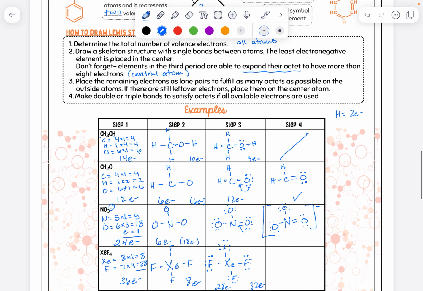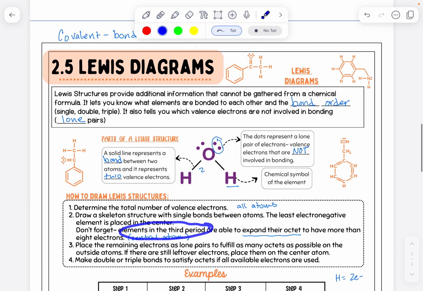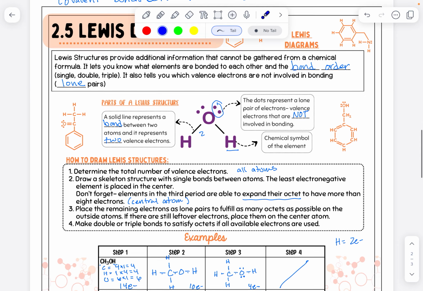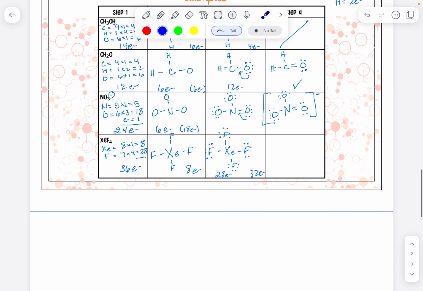So right here it says place the remaining electrons to fill as many octets as possible. And then if there are still leftover electrons, place them on the center atom. Remember, it has to be past the 3rd period. So I need to double check that xenon is past my 3rd period, and it is. It's down here. 1, 2, 3, 4, 5, so it's in my 5th period. So I can put the remaining electrons on the central atom, and again, we show those paired up.